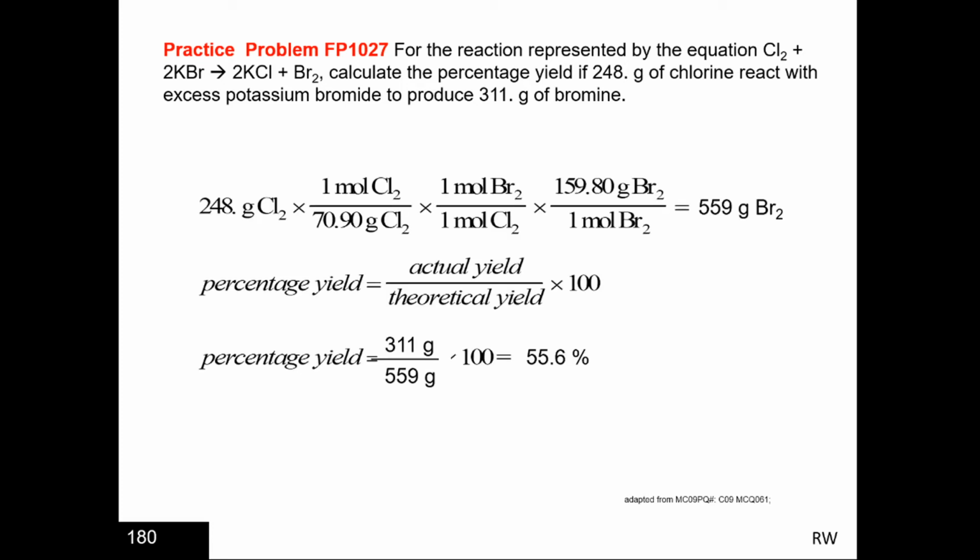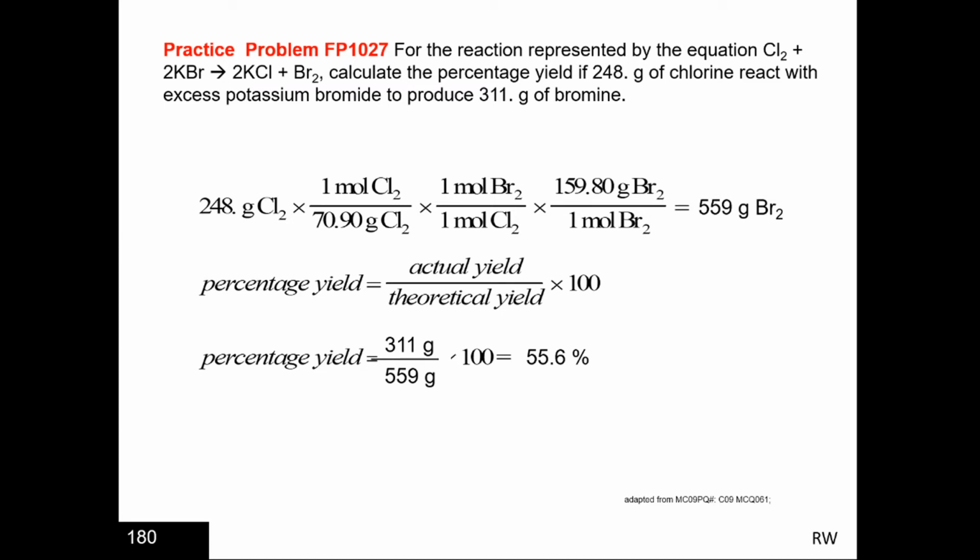Okay, so we took 248 grams of chlorine and converted it to grams of bromine by multiplying by 1 mole of chlorine over the molar mass. You get this number from the periodic table by doubling what's there because chlorine's diatomic. Then you need a mole ratio that has chlorine in the bottom and bromine up top in moles. So look at the balanced equation. In front of the chlorine, there's a 1, understood. In front of the bromine over here, there's a 1, that's understood. So your mole ratio is 1 to 1. Then the last step is to multiply by the molar mass of bromine, 159.8 grams of bromine over 1 mole of bromine. So that gives you 559 grams of bromine.